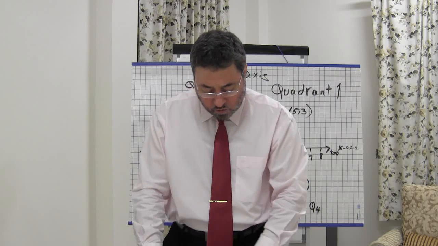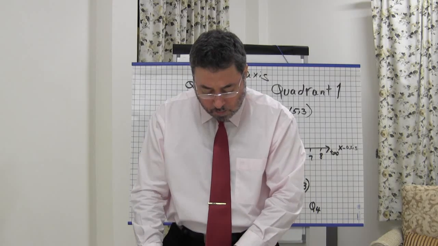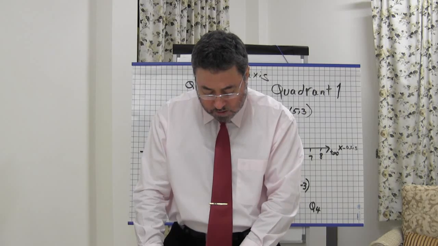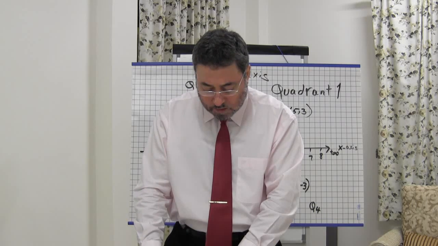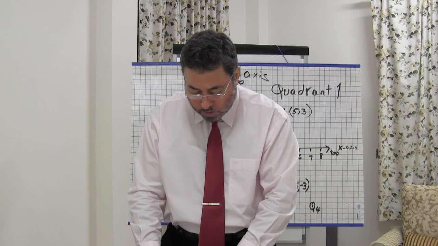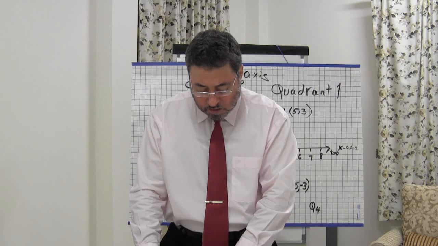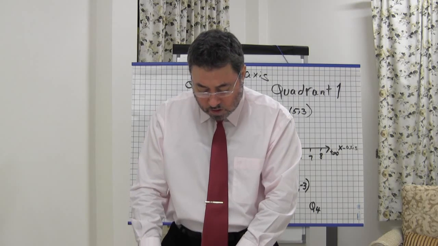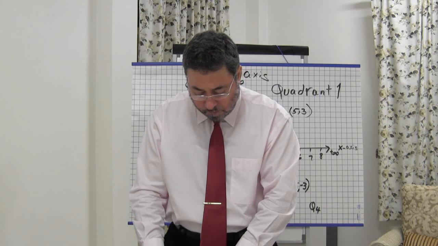And now we move to the second section. Which points in the diagram above are in the given quadrant? Number 14, quadrant 2. The points that are in quadrant 2 are points C and M. And number 16, quadrant 4. The points in quadrant 4 are points E and F.